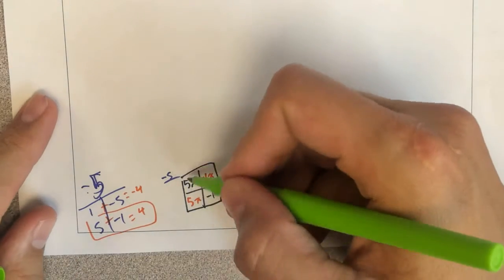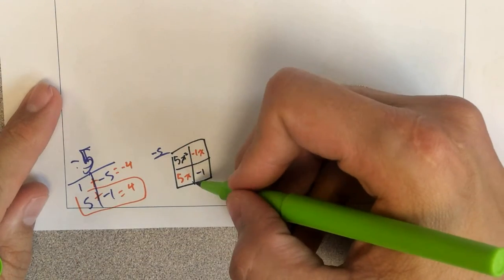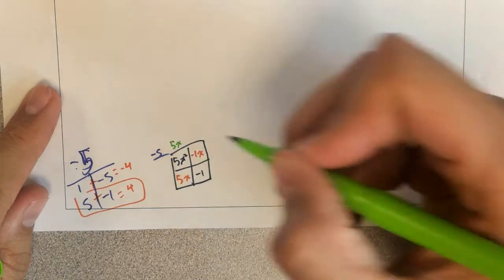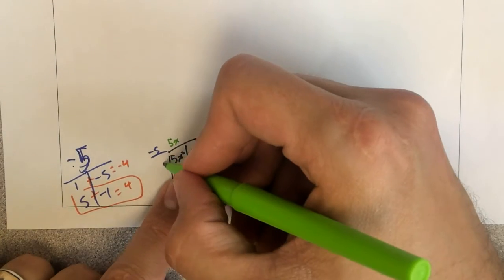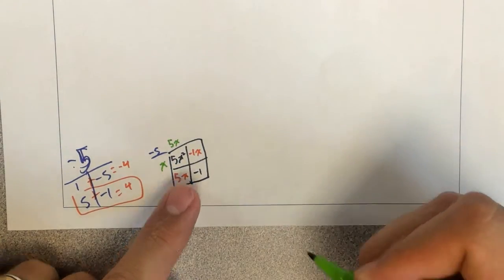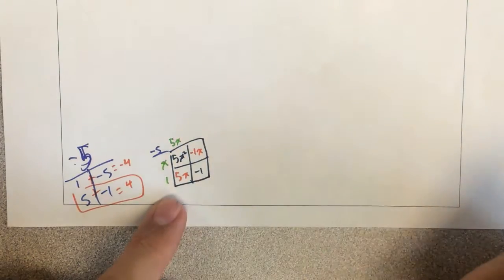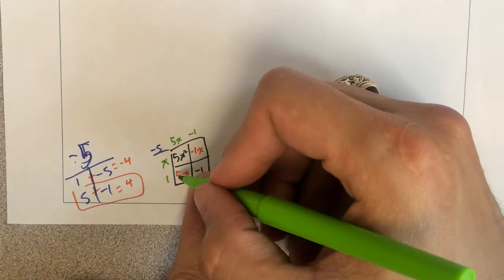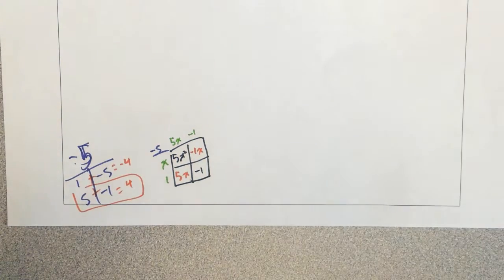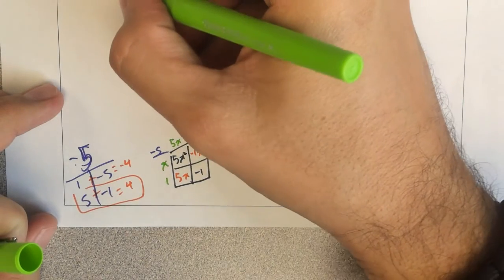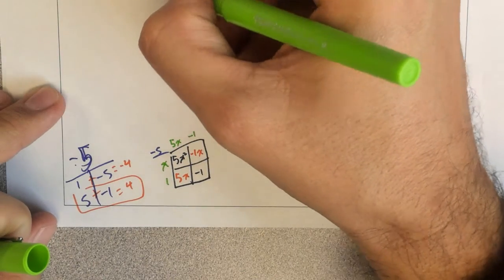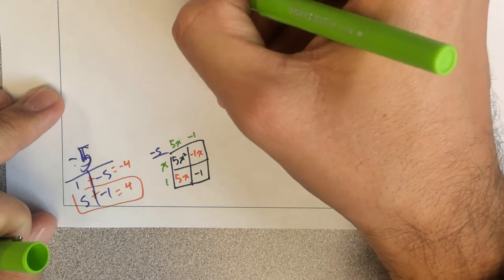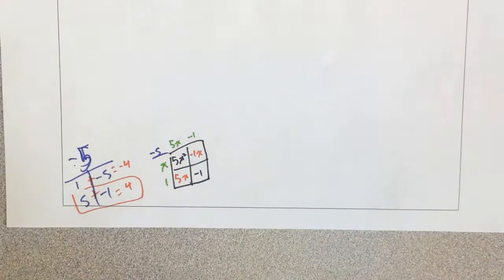Factor right here, first column, 5x squared and 5x. They both have a 5x in there. This one just has to be multiplied by x. This has to be multiplied by 1. Negative 1, test it to make sure it works. Negative 1 times 1 is negative 1. Perfect. Those are my factors. We have x plus 1 times 5x minus 1 is equal to 0.